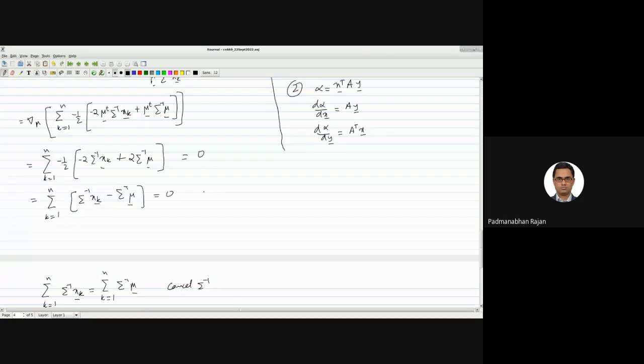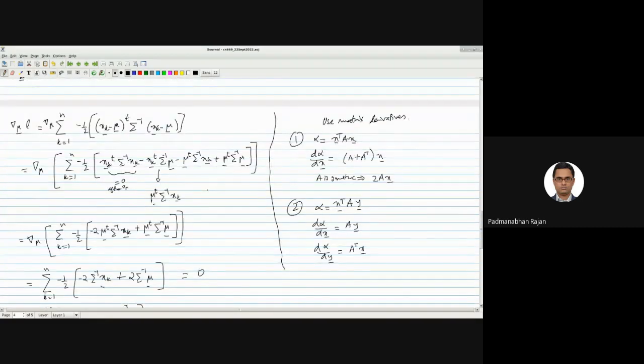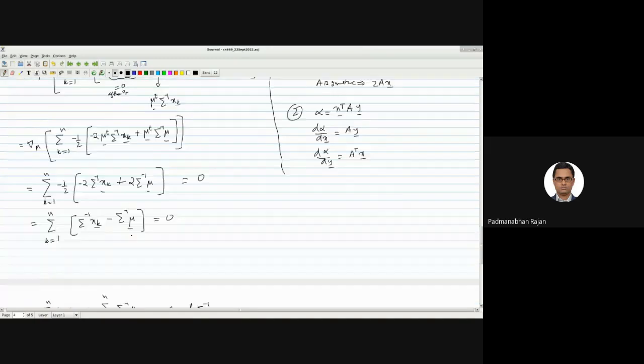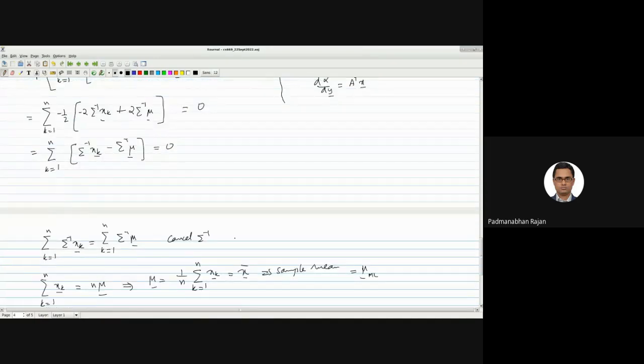Okay, any questions on what we have covered so far? We have just used differentiation, that's all. I just have to manipulate with respect to vectors, that's all, but otherwise it's straightforward. And we have just derived the maximum likelihood estimate of mean for the multivariate case, and that is again equal to the sample mean.